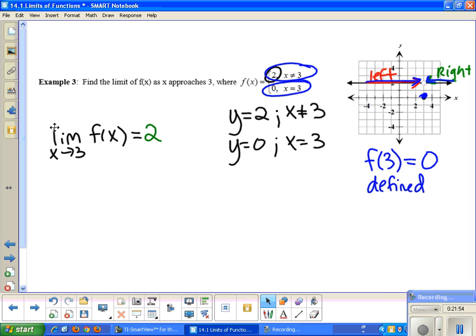So that's usually where students get a little bit messed up, is because they think that the limit as x approaches 3 for this function should be equal to 3. However, it's not. It's equal to the y values that you're approaching as you approach an x value of 3.